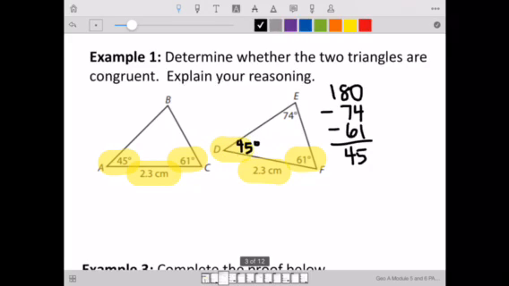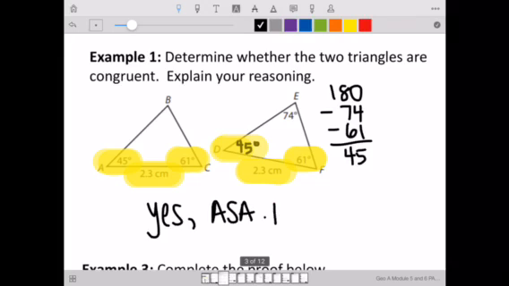So because we have two angles, the 45 and the 45, the 61 and the 61, and the side length in between them, we can say that these two triangles are congruent because of the ASA theorem.